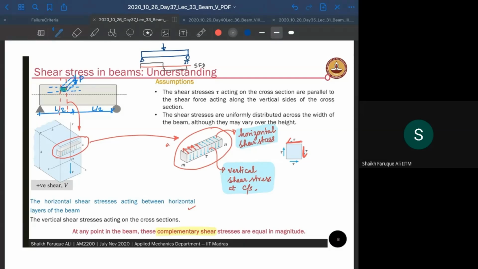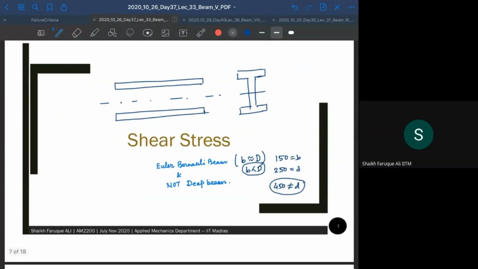Which unit is in mm? Yeah, these are in mm, yes.